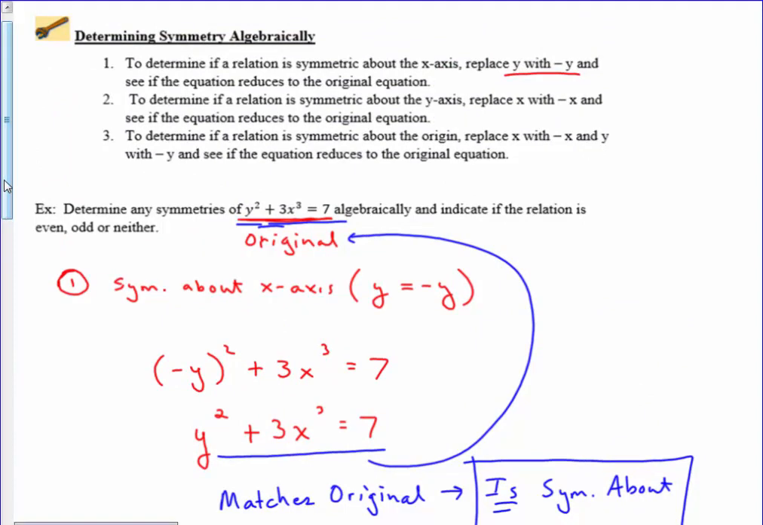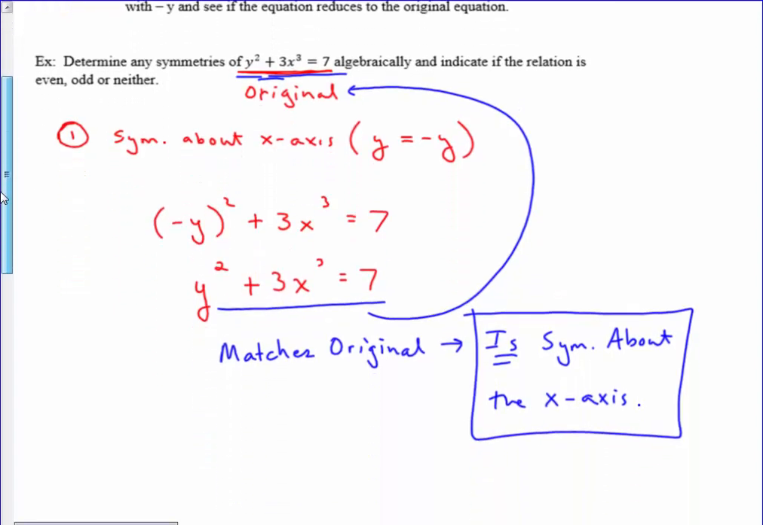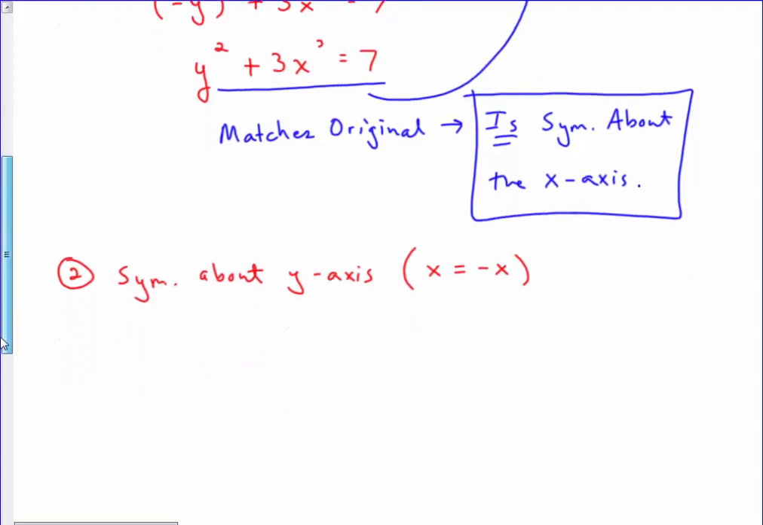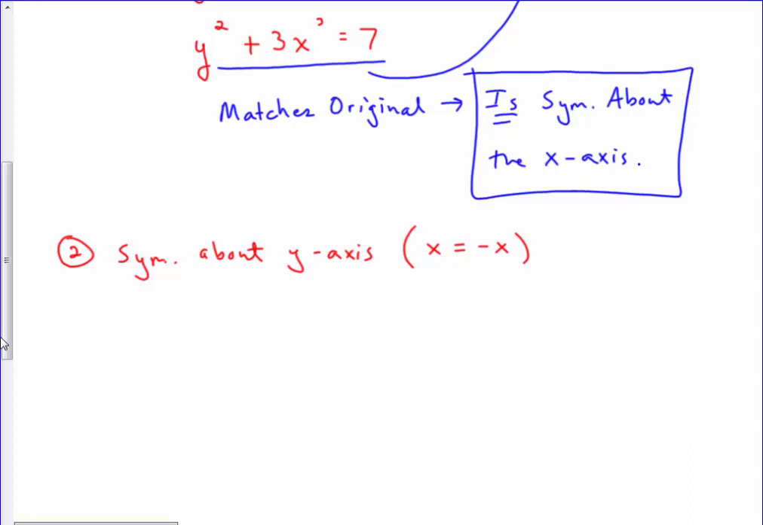Next part says to determine if a relation is symmetric about the y-axis, replace x with negative x. So here, symmetric about the y-axis, I will make myself a note that I need to replace x with negative x. Okay, I'm going to copy down my original right here above so that I always have that to look at. So the original was y squared plus 3x cubed equals 7. So in that expression where x was, I'm going to put a negative x. So we'd have y squared plus 3, and then open parentheses, negative x cubed equals 7.